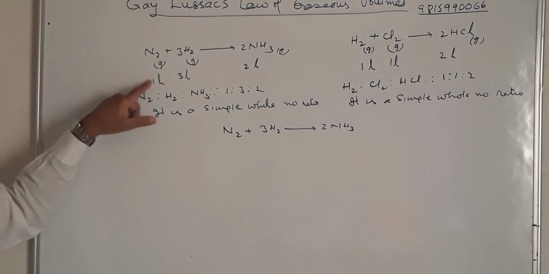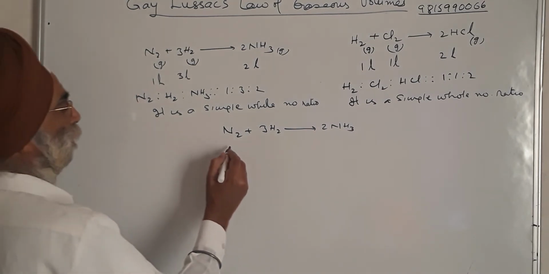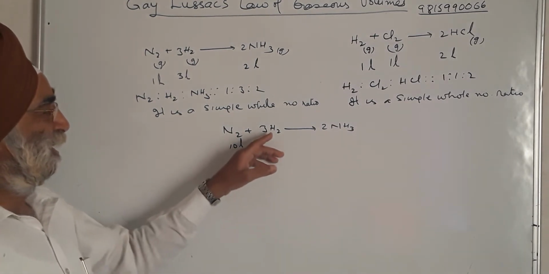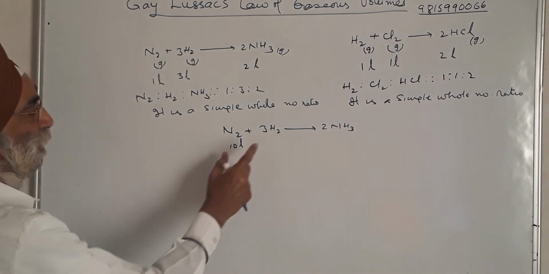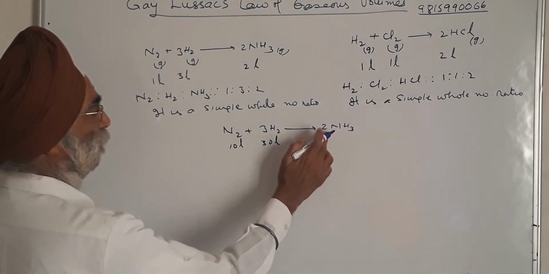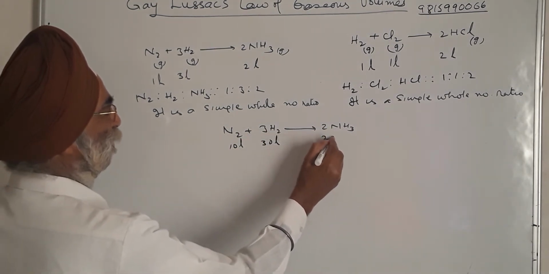Instead of 1 liter, suppose we have 10 liters of nitrogen. How much hydrogen is required? 10 into 3, 30 liters. And how much ammonia do we get? We get 20 liters.